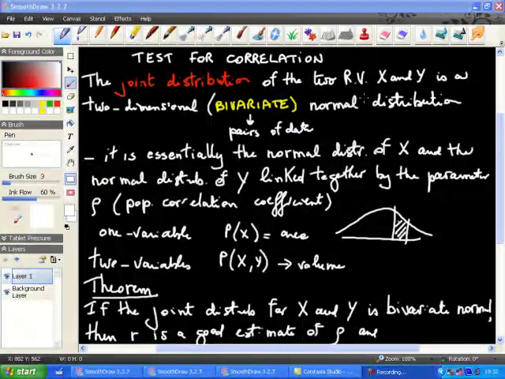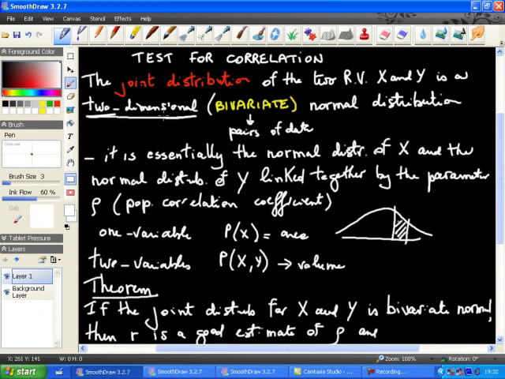We have a test for correlation where we talk about the joint distribution of the two random variables x and y, which is a two-dimensional, or bivariate, in the sense that we are dealing with pairs of data, normal distribution. Mathematically, it can be quite complex, but essentially it's the normal distribution of x and the normal distribution of y linked together by a parameter, which is called rho. Rho being the population correlation coefficient, so the population counterpart of the sample correlation coefficient R.